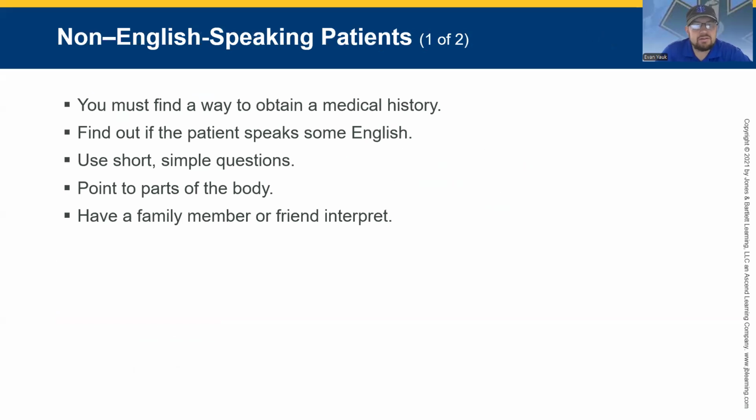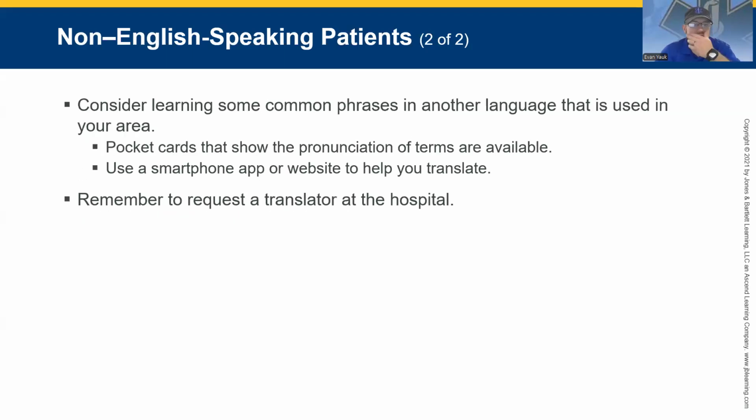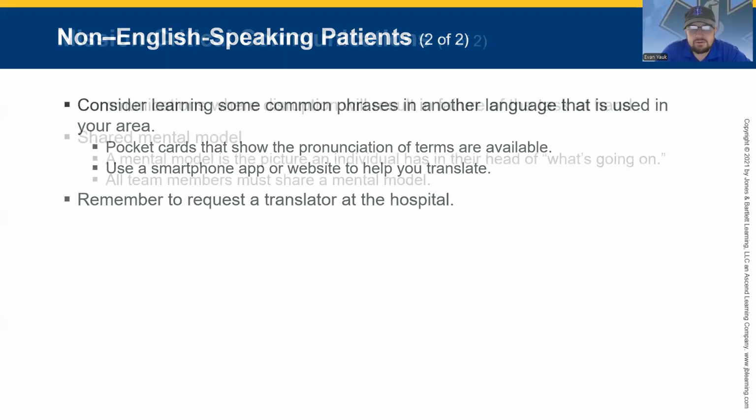Non-English speaking patients. So you must find a way to obtain a medical history. Find out if the patient speaks some English, use short, simple sentences, point to parts of the body, have a family member or friend interpret, and consider learning some common phrases of other languages that you might use in your area. Pocket cards that show pronunciations and terms are available. Use a smartphone app or a website to help translate. Remember to request a translator at the hospital.